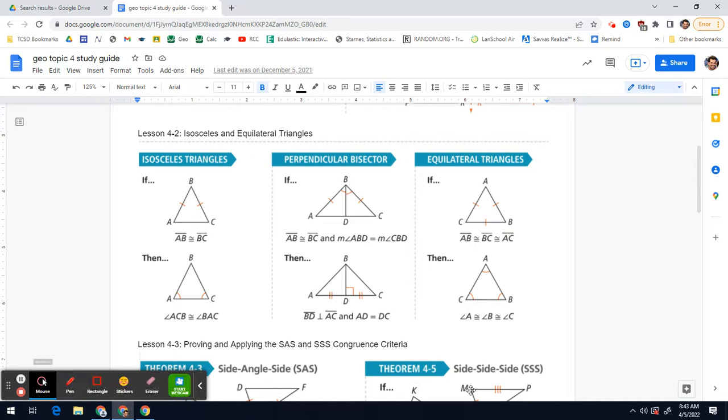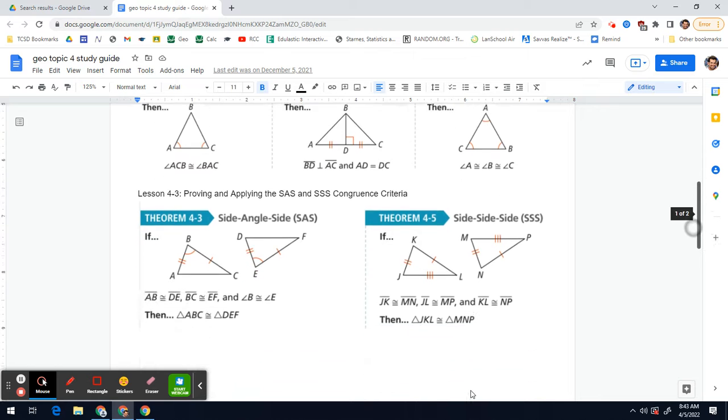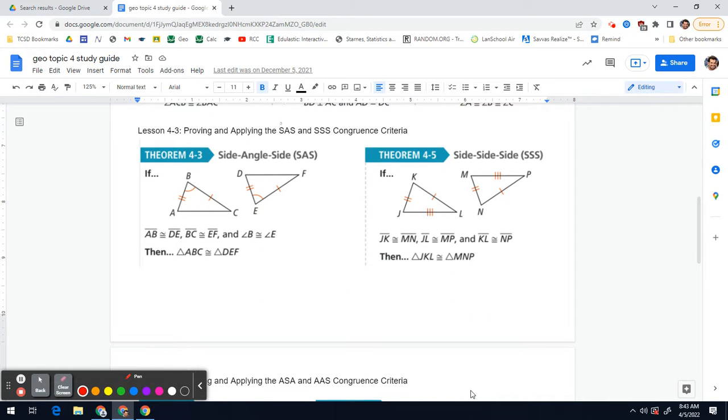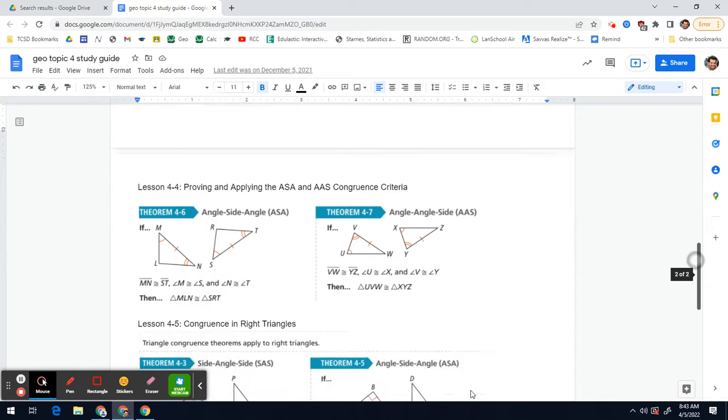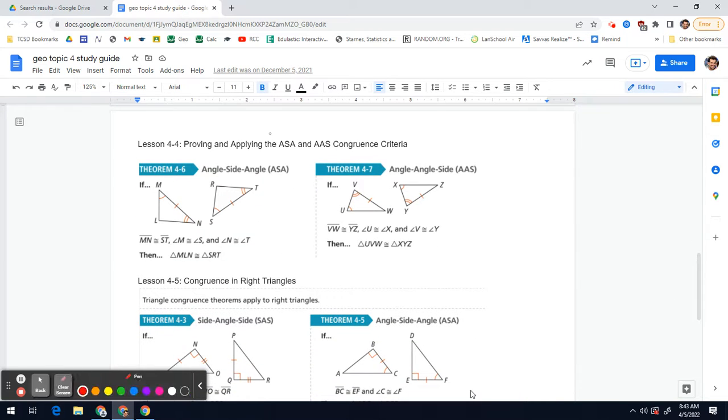All right, but the more important idea from topic 4 is your types of triangle congruence: side-angle-side, side-side-side. Side-angle-side is two sides and the included angle, the angle in between the sides. Side-side-side is all three sides. Not a big deal there. And then you have the last two involving angles and sides: angle-side-angle and angle-angle-side. Very similar here. Angle-side-angle includes two angles and the included side. Angle-angle-side involves two angles and a non-included side.